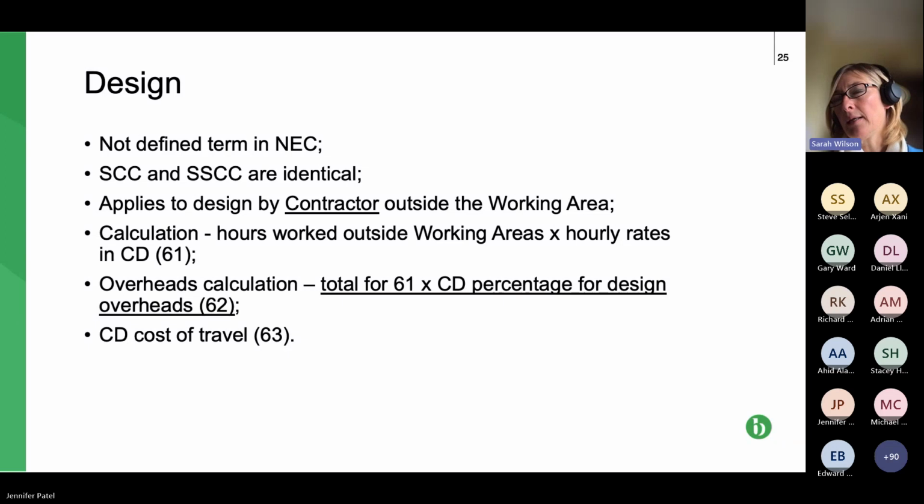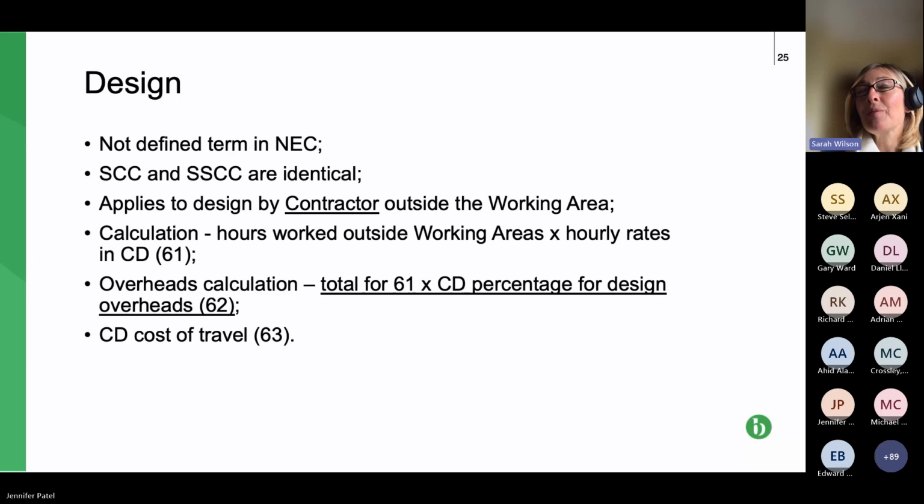So design, again, similar to the last one, in that it's off-site design. Design's not covered, it's not a defined term in NEC. The shorter and the schedules are identical, and basically this covers the number of hours spent by the designer off-site carrying out the design work, multiplied by the rates that are used. And then we have an overhead calculation, so similar to the previous one.